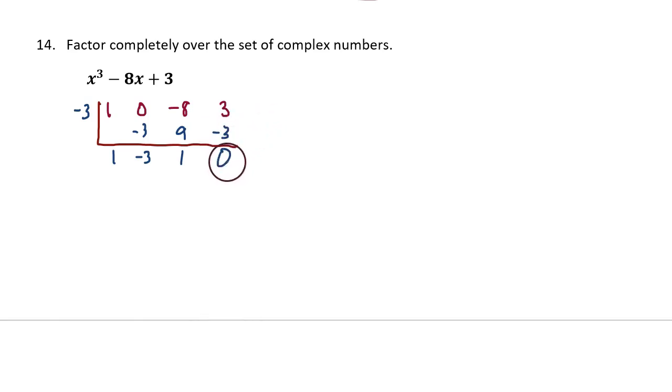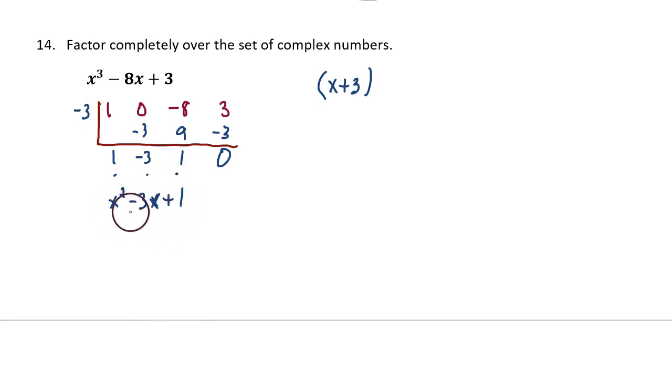Hey, we got a 0 finally. What that means is, if this was an equation, if this said equals 0, then the root is -3. We're not solving an equation though, we're trying to factor it. So if -3 works, then a factor is x plus 3. And by doing synthetic substitution, we have depressed our polynomial. So we can use these three numbers as coefficients. We have 1x squared minus 3x plus 1.